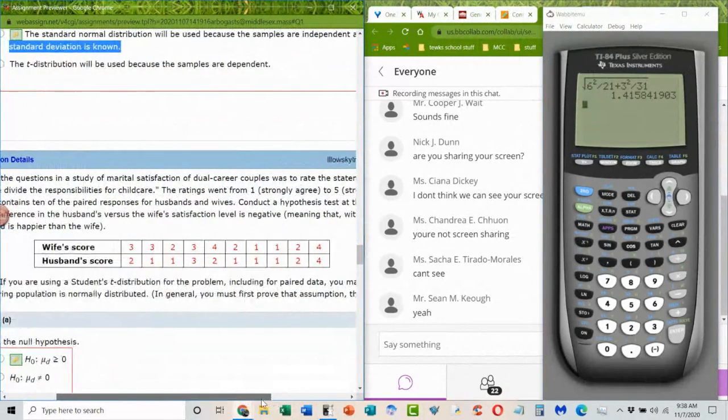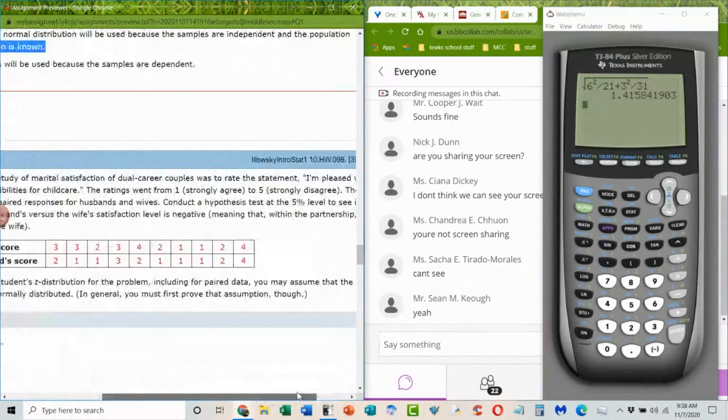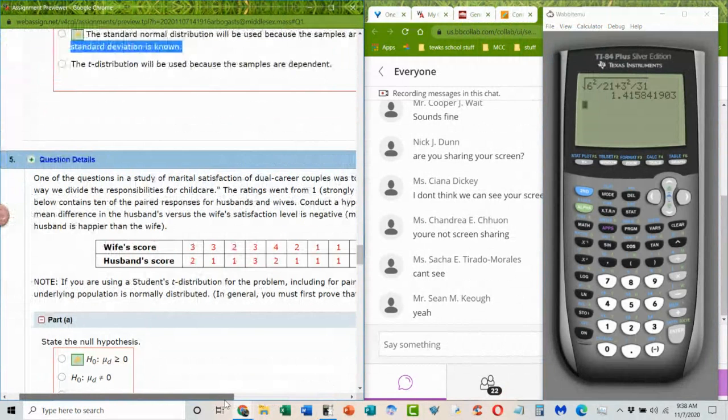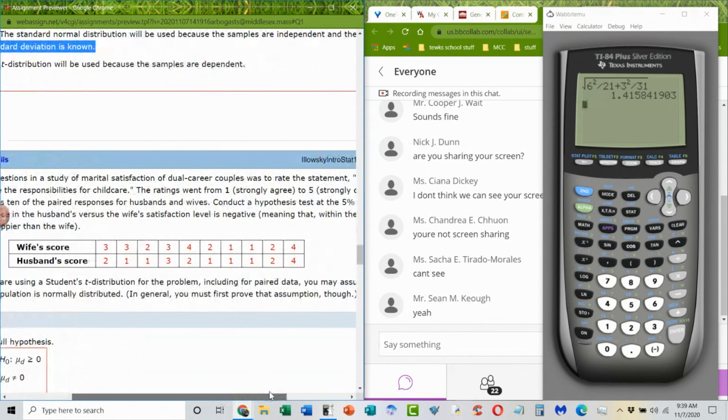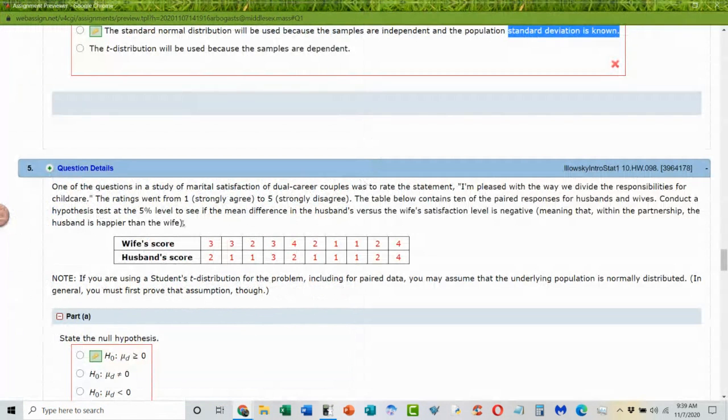John's happy. Okay, so this next one, we actually have data. And they're looking to compare whether spouses are happy with how we separate things, raising the children. They have some fun questions here. One of the questions of the study of marital satisfaction of dual career couples is, I'm pleased with the way we divide the responsibilities for childcare.